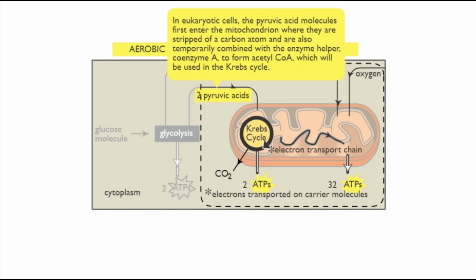In eukaryotic cells, the pyruvic acid molecules first enter the mitochondrion, where they are stripped of a carbon atom and are also temporarily combined with the enzyme helper coenzyme A to form acetyl CoA, which will be used in the Krebs cycle.